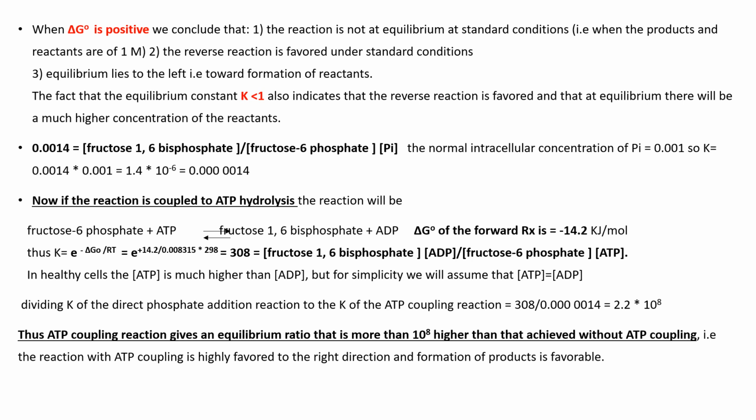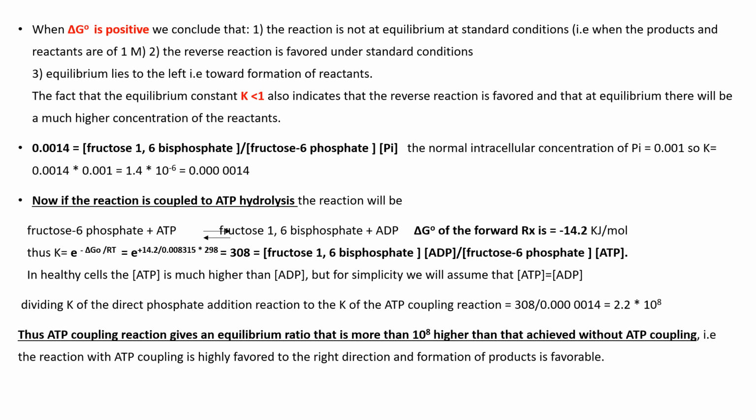For simplicity, we will assume that the concentrations of ADP and ATP are equal. So the 308 means that the concentration of the products of the reaction is much higher, and that this reaction is much more favored. The equilibrium lies to the right, and the reaction proceeds as written toward the formation of products.